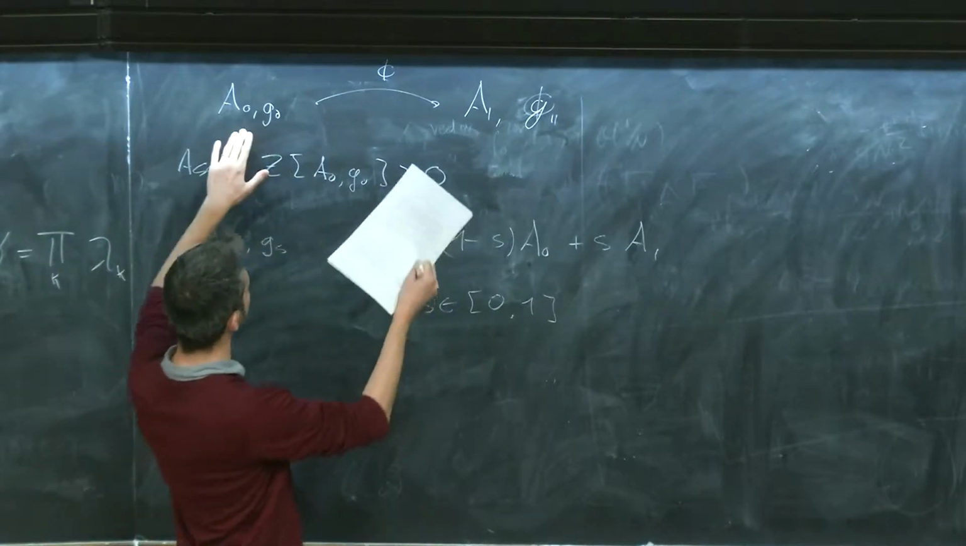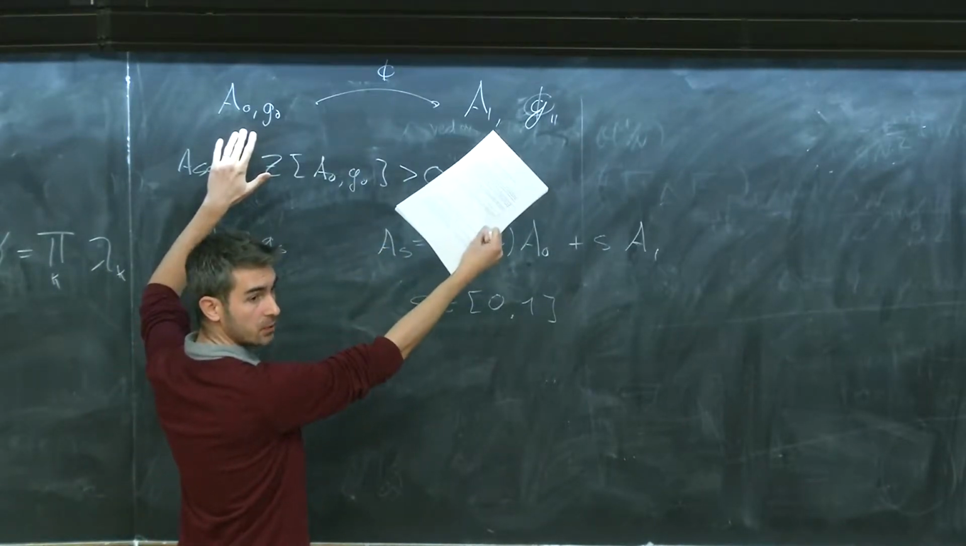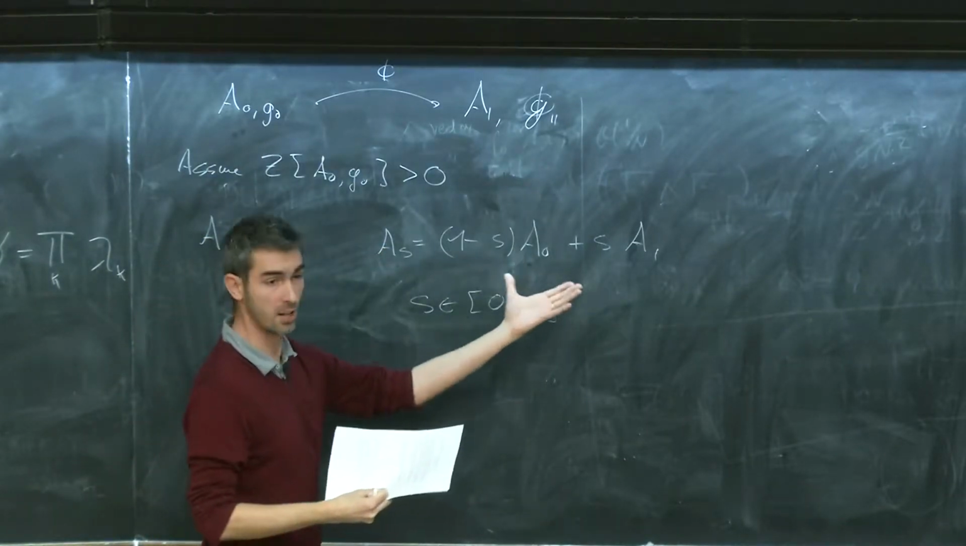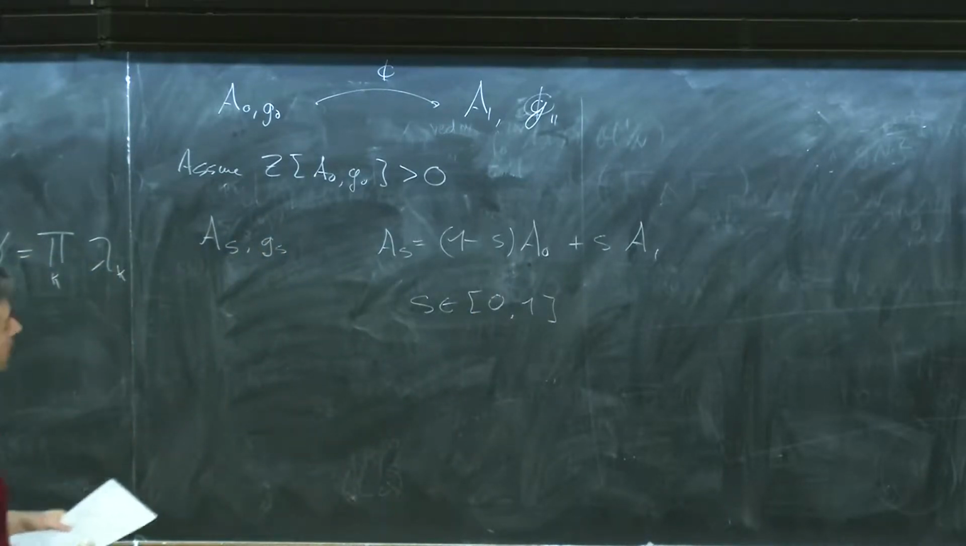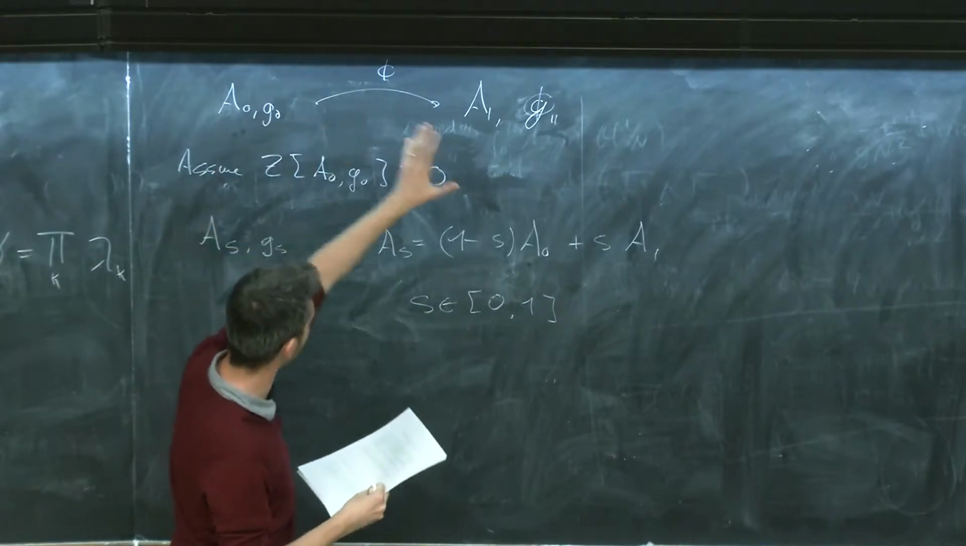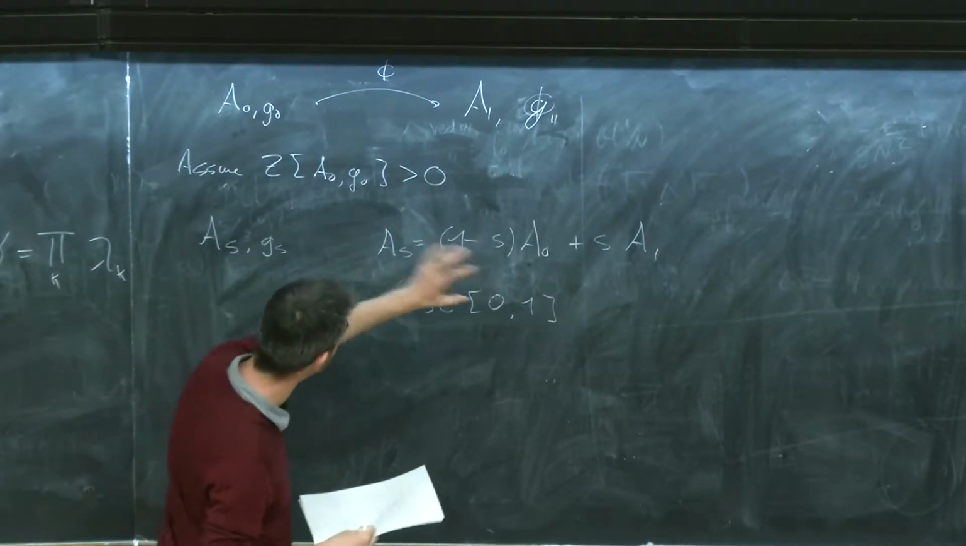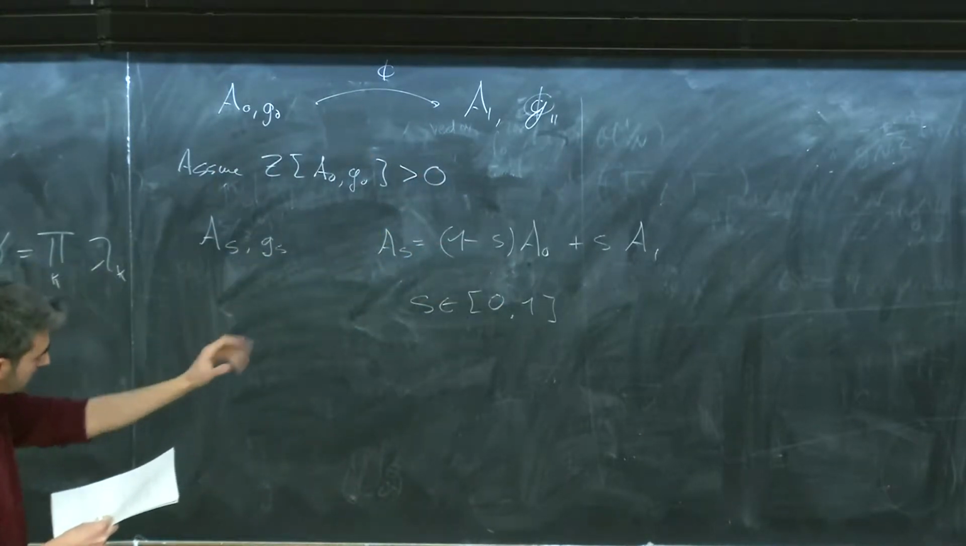Now, of course, the beginning and the end are related by a gauge transformation. But in the middle, this is not a gauge transformation. It's just some continuous, smooth deformation of this connection that goes from here to there. And we do a similar thing with the metric.